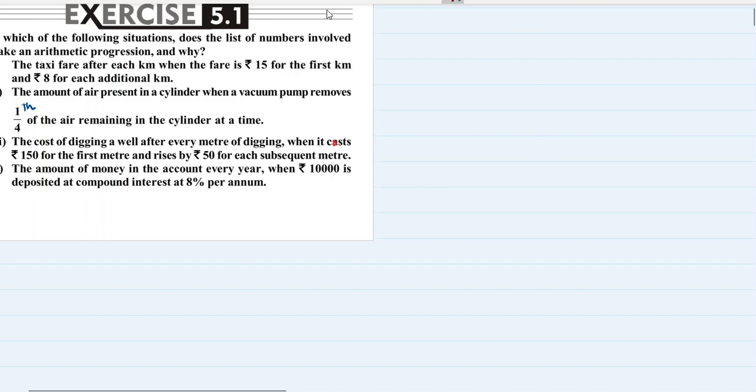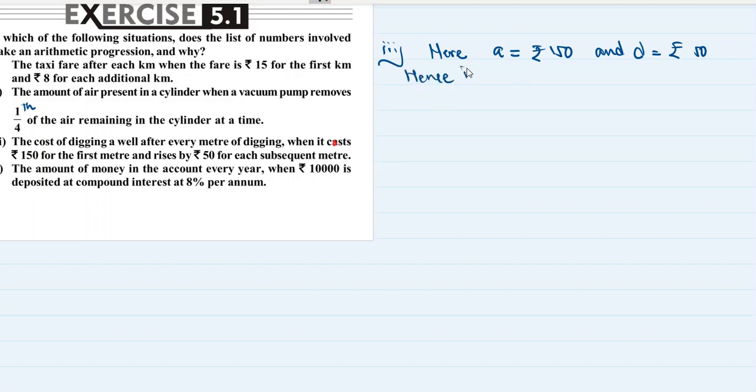So we can directly say that in the third one, here the first term is rupees 150 and the common difference is rupees 50. Hence it represents an AP.